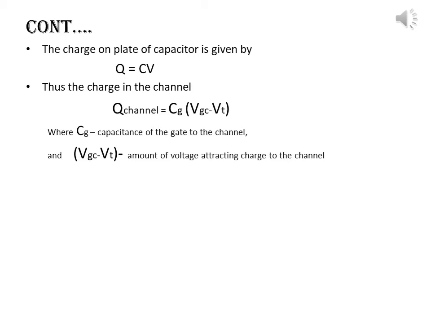As we know, the charge on the plate of a capacitor is given by Q equals C times V. Thus, the charge on the channel, which we are going to name Q channel, is equal to the capacitance of the gate to the channel, that is Cg, times Vgc minus Vt, which is the amount of voltage attracting the charge to the channel beyond the minimum required to invert from p to n.